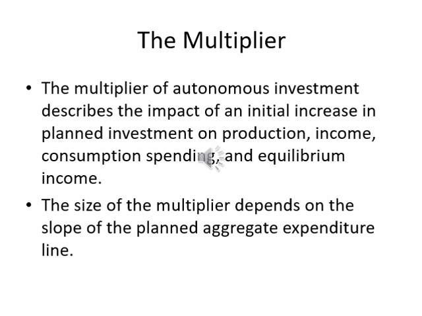The multiplier. The multiplier of autonomous investment describes the impact of an initial increase in planned investment on production, income, consumption spending, and equilibrium income. The size of the multiplier depends on the slope of the planned aggregate expenditure line.